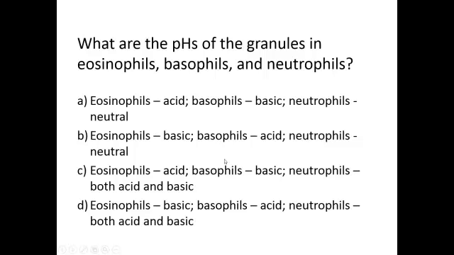So this may seem like an impossible question, but what it really does is ask you to think back to the chapter on chemistry when we talked about ionic interactions. Acids have what charge? That's right, they have a negative charge. And bases have what kind of charge? Positive charge. And those negative and positive charges are attracted to each other.